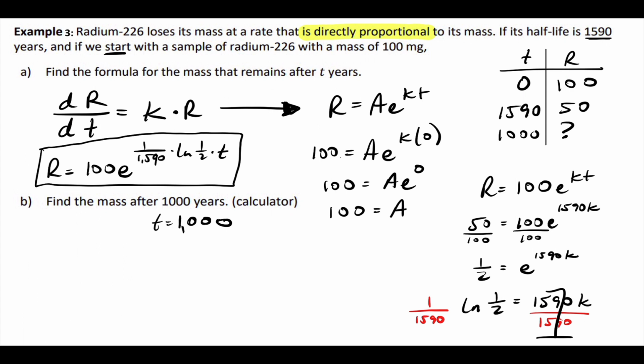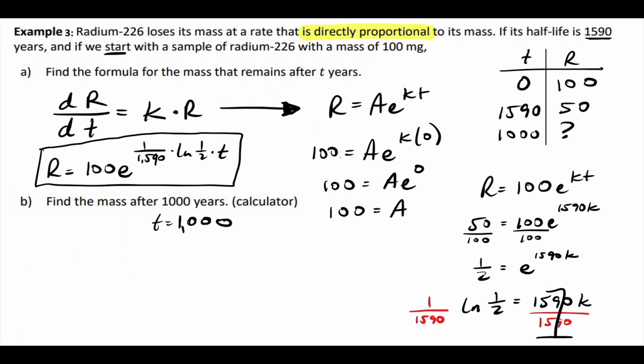So we talked about some keywords, right? Is directly proportional. Anytime you have that, you're going to be using this. Okay, so the first thing we got to do is find a formula or an equation that's going to help us answer the question.